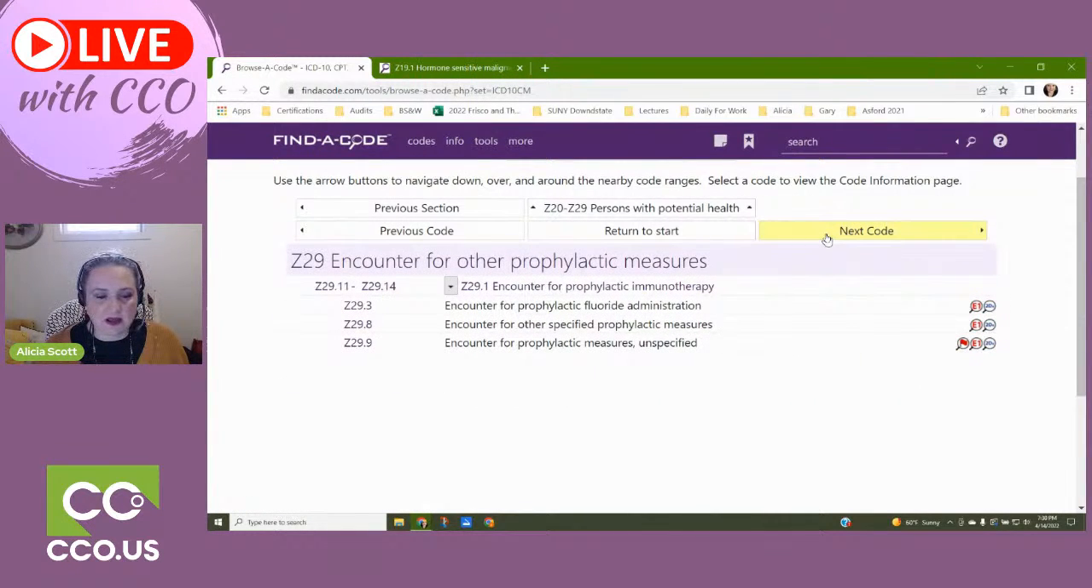Then we, let's see, encounter for prophylactic immunotherapy, fluoride administration. That's when they used to do the teeth. Remember when you used to get the fluoride treatment when you were in school? I don't know if they do that anymore. Prophylactic measures, specified prophylactic measures, and unspecified.